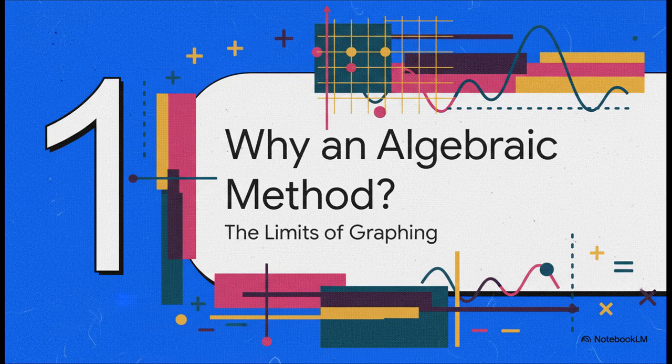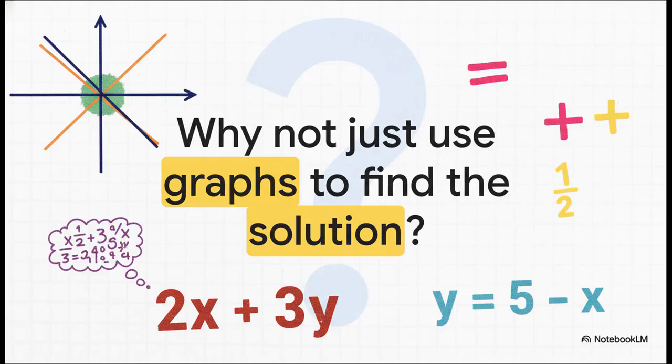So let's kick things off with a really important question. If we can already solve these equations by drawing graphs, why on earth do we need to bother with another method? And that's a totally fair question, right? Graphing feels intuitive. You draw one line, you draw the other, and you just see where they cross. Simple. But what happens when that intersection point isn't a nice, clean, whole number?